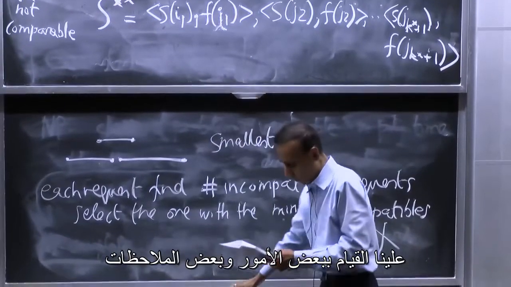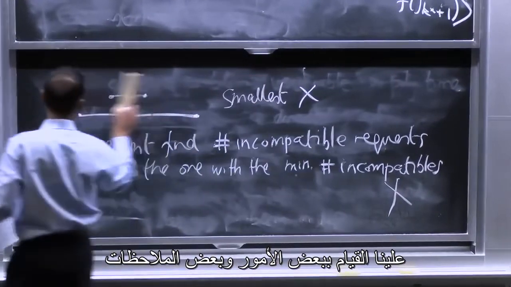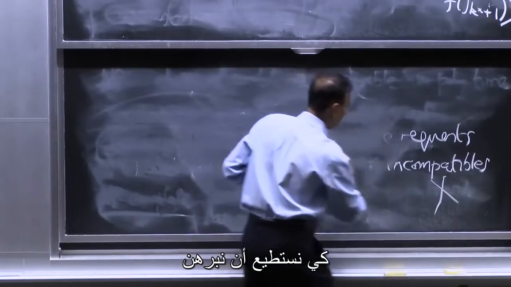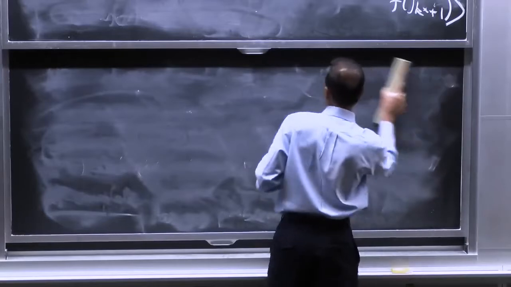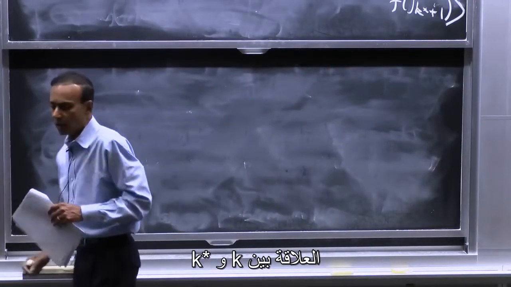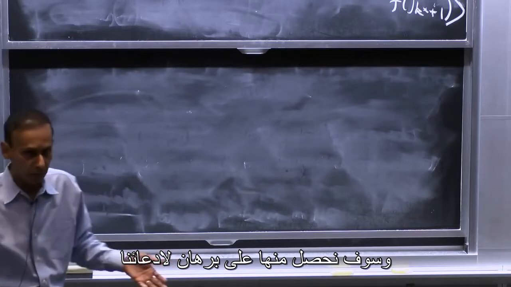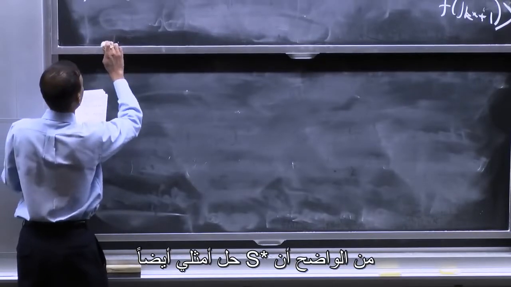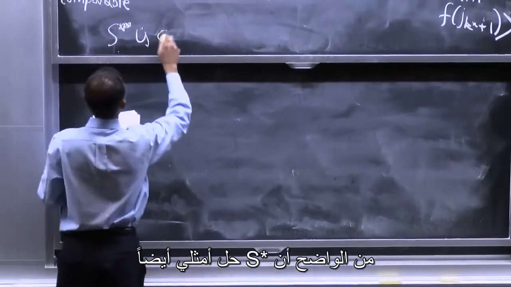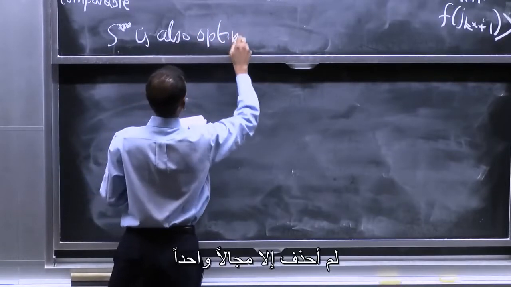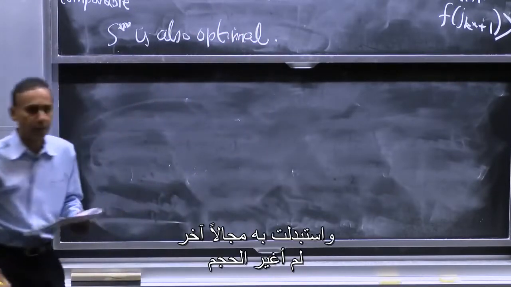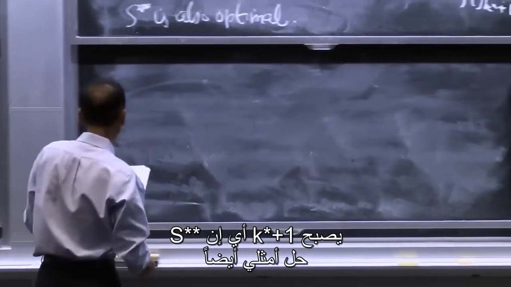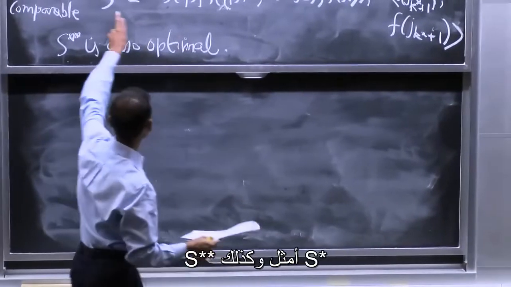Good. So we got a couple of observations to make, and we're going to be able to prove some relationship between K and K star that is going to give us the proof for our claim. So clearly S double star is also optimal. All I've done is taken one interval out and replaced it with another one. Hasn't changed the size. It goes up to K star plus 1, so S double star is also optimal. S star is optimal, S double star is optimal.